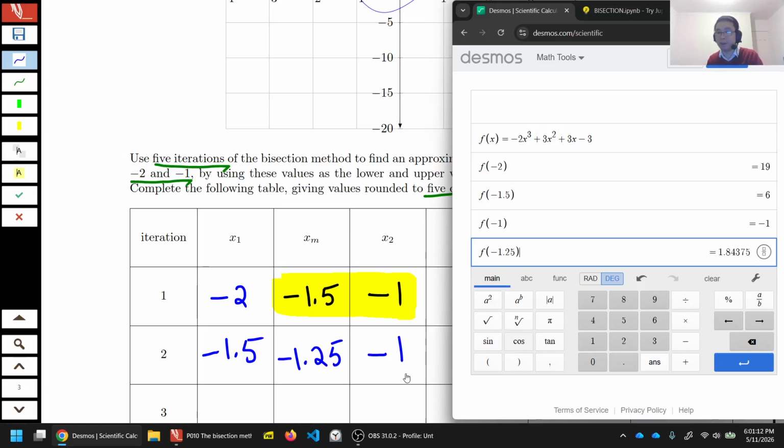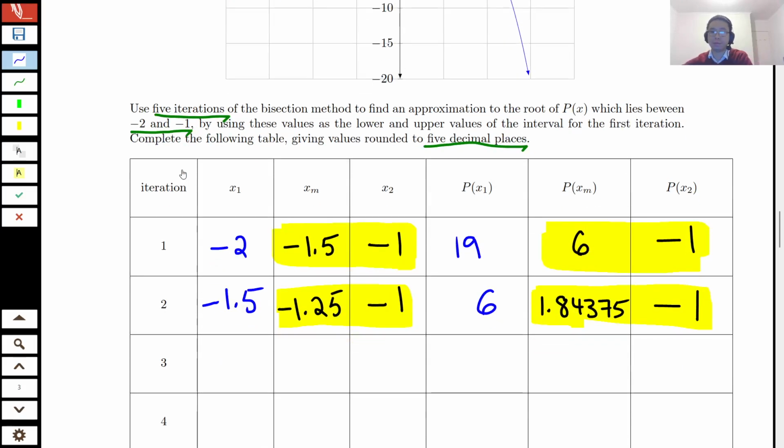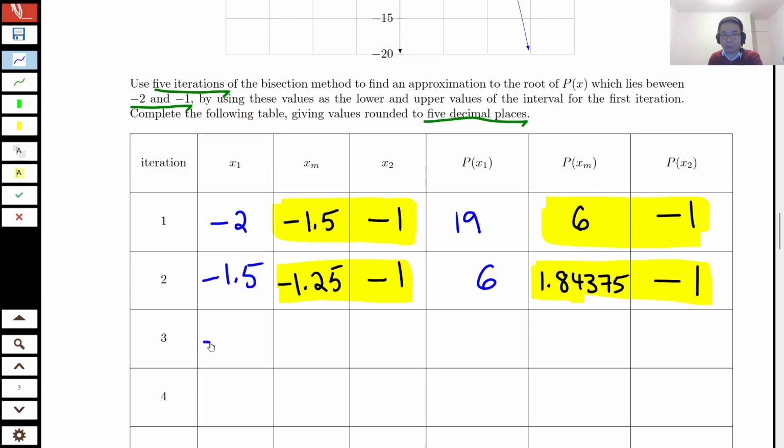And the value I get is 1.84375. Okay, so now I ask the question, where did the function change sign? Well, it changed sign in the upper half again. So next, I'm going to do my next bracket from -1.25 to -1. The halfway point is -1.125. And I already know what p of -1.25 is. So I'll write that in.